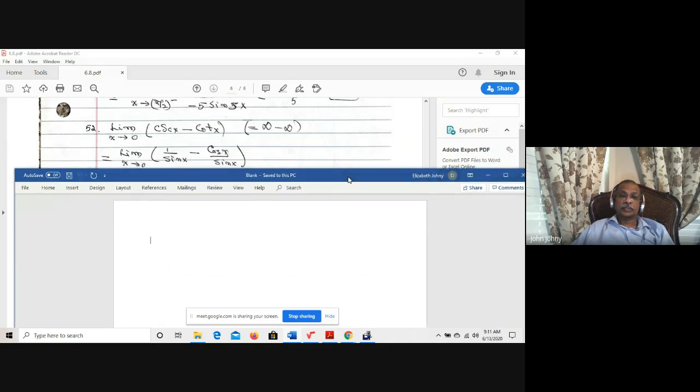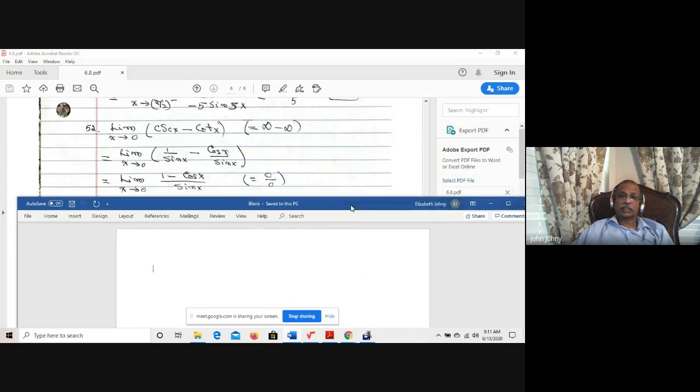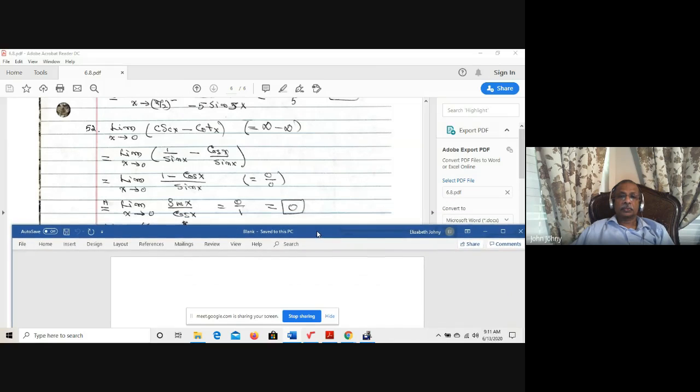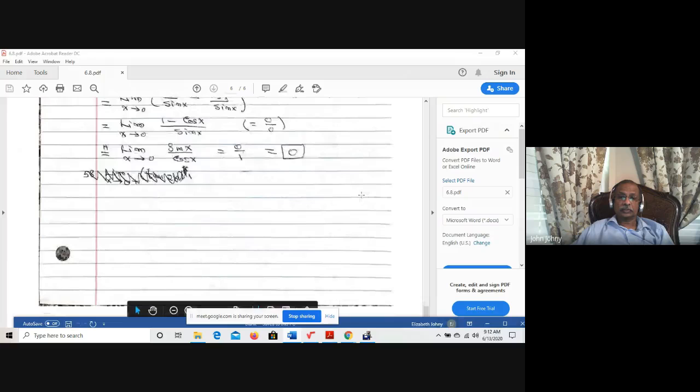So rewrite it as 1 over sine x minus cos x over sine x. This is 1 minus cos x divided by sine x. Again, that is 0 over 0. Now you use L'Hopital's rule. Derivative of the numerator is sine x. Derivative of the denominator is cos x. So sine 0 is 0. Cos 0 is 1. So 0 over 1, the answer is 0.